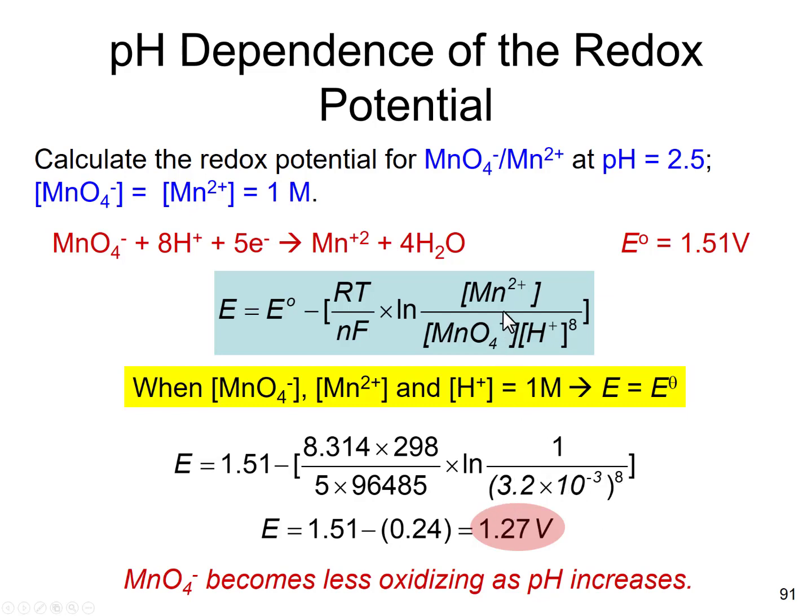And since the permanganate and manganese 2 plus concentration is 1, all you have left is to consider this particular value to the power of 8. And when you do this calculation, you will come up with 1.27 volts. So overall, you can say that the permanganate becomes less oxidizing as the pH increases. So this value, again, is smaller than this one, which is at pH 0. And so at higher pH, the oxidizing power becomes less.